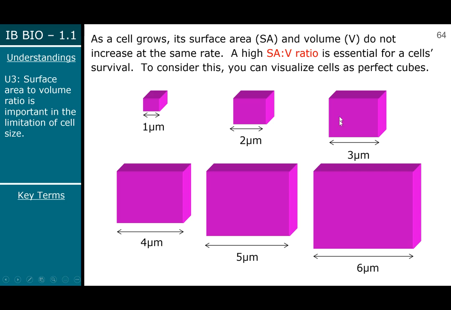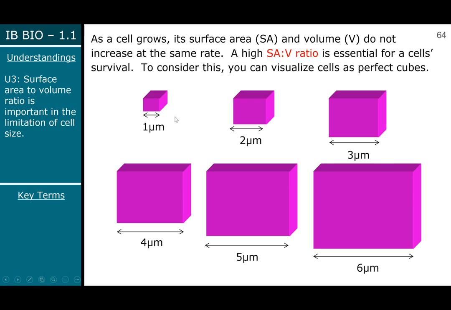2 units in size, 3 units in size, 4 units in size, 5 units in size, 6. Now remember, volume is going to be cubed, right? So 1 cubed is 1. 2 cubed, 2 times 2 is 4, times 2 is 8. 3 cubed, 3 times 3 is 9, times 3 is 27. So you can see we went from 1 to 8 to 27.